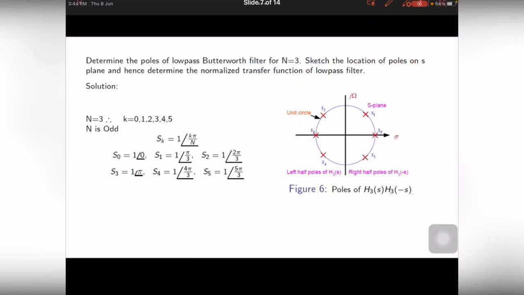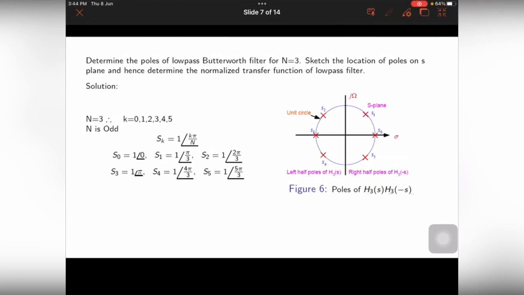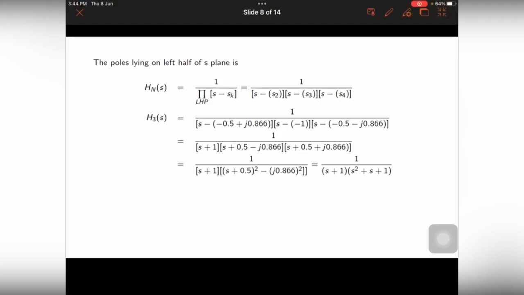In the same fashion, for n is equal to 3, you will get 6 poles, and 3 of them are right half poles. So S0, S1 and S5 are the poles in the right half, whereas S2, S3 and S4 are the left half poles. So the values of S2, S3, S4 can be found out and substituted here. You will come to know what is S2, S3 and S4. It is calculated here. Simplify, you will get S plus 1. In the same manner, for any value of n, we can find the normalized transfer function Hn of s.